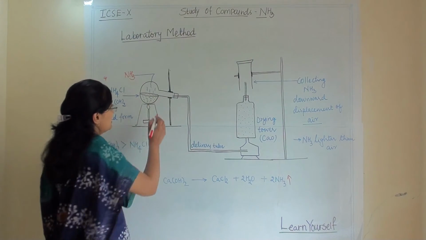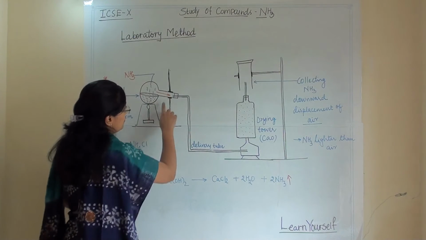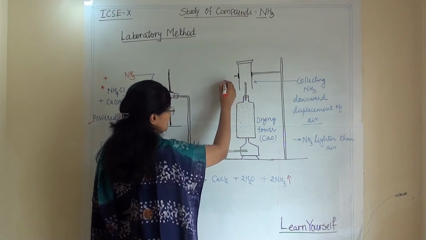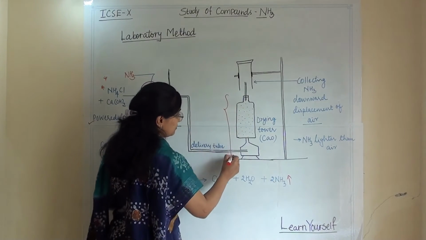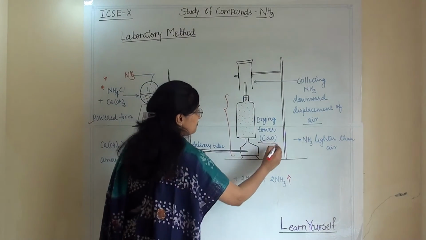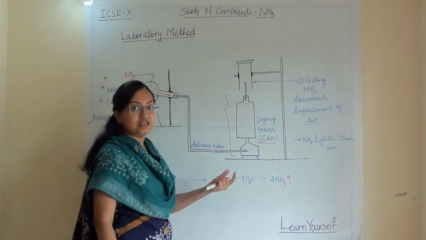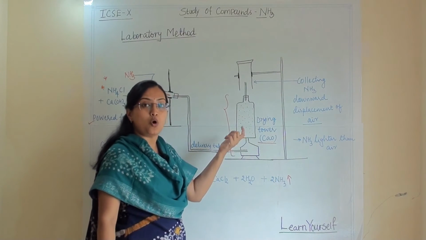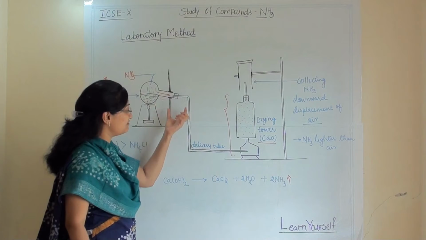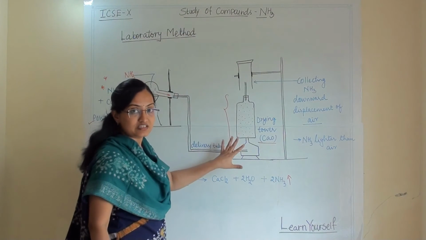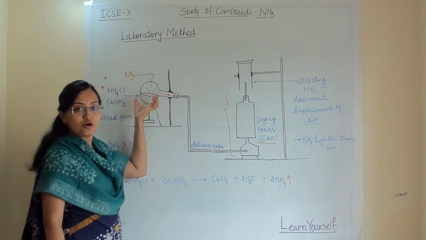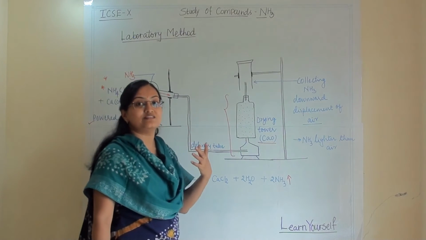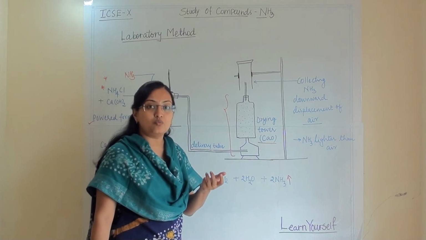Now our ammonia gas will go through a delivery tube to a drying tower. This is our drying tower. It consists of calcium oxide, an anhydrous reagent which will absorb all the moisture, because there is also water along with the ammonia, and ammonia has very good solubility in water.